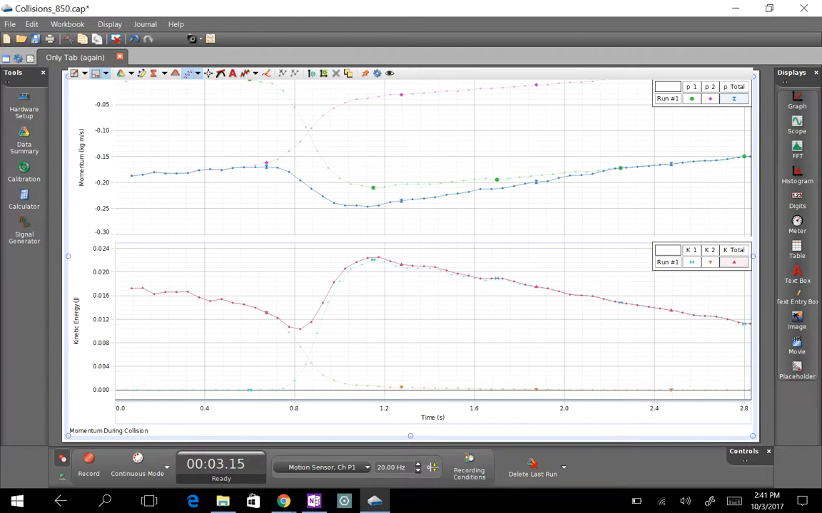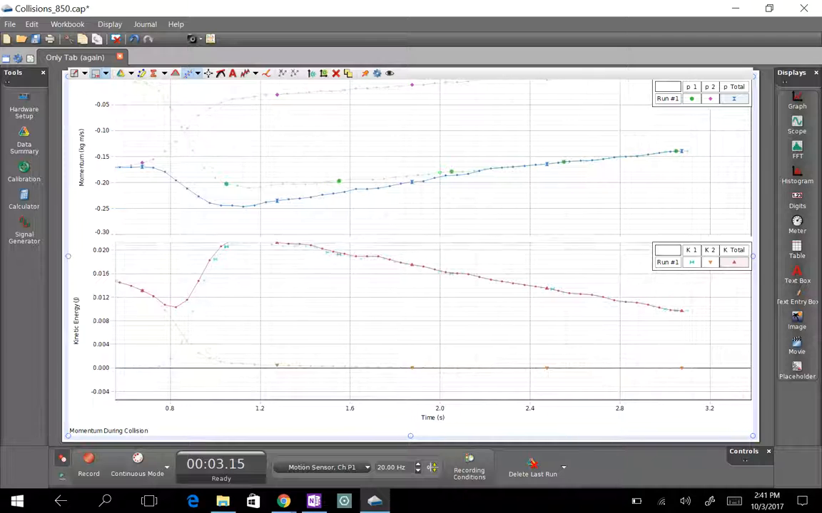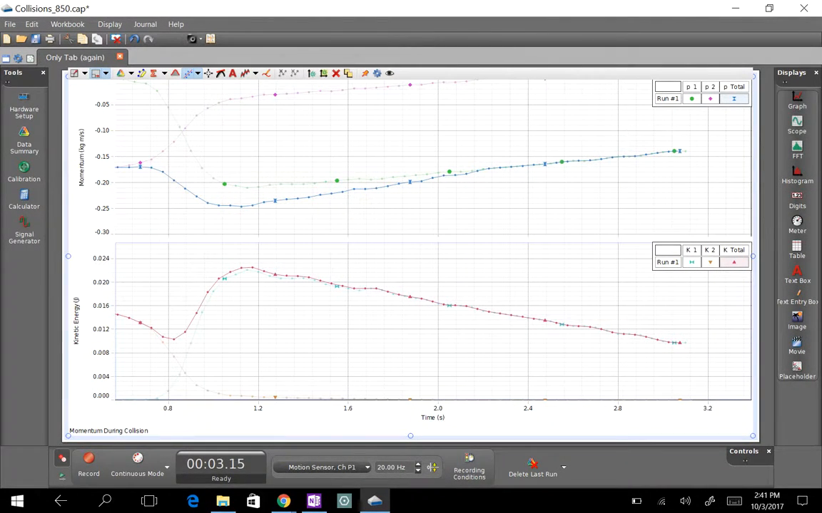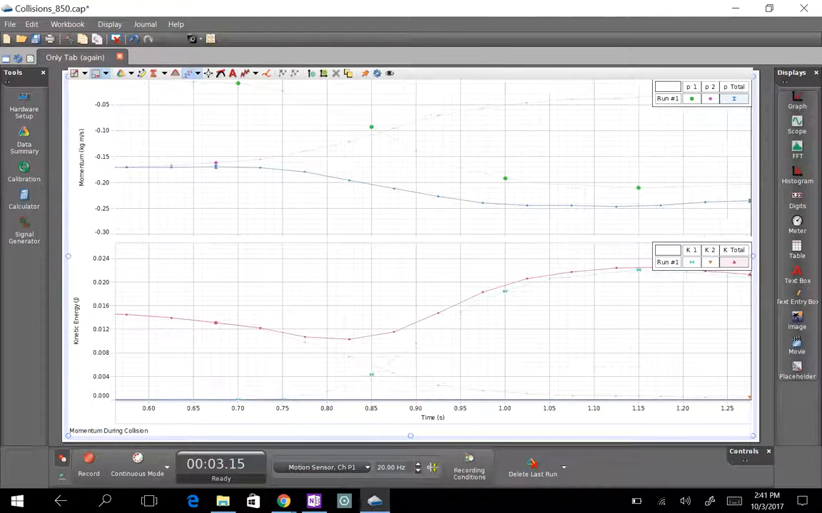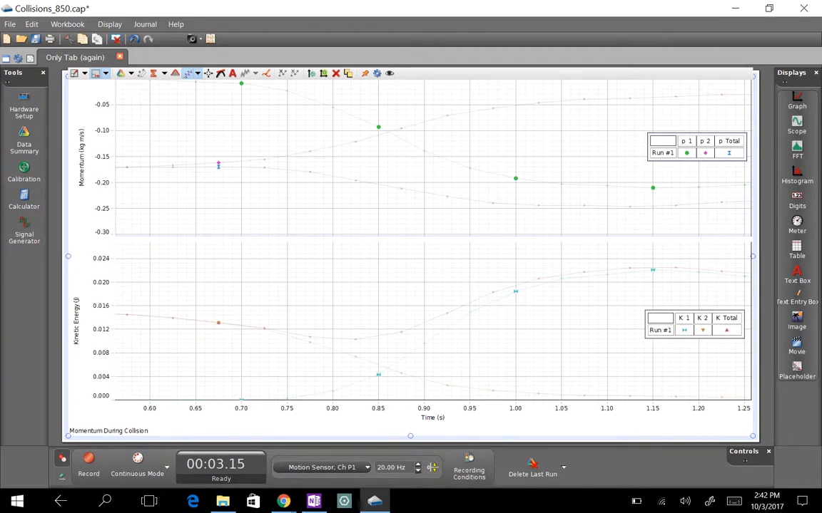Now, for analysis, you want to identify where the collision occurred and have about 3 data points before and 3 data points after. There's about 3 data points before, and about 3 data points after. You want to change your scale to something like this for your analysis so you can see what happened. We don't care about all the stuff before the collision or all the stuff after.